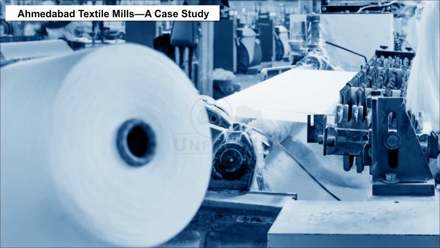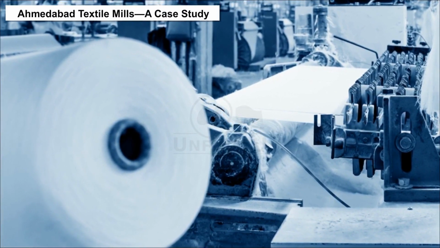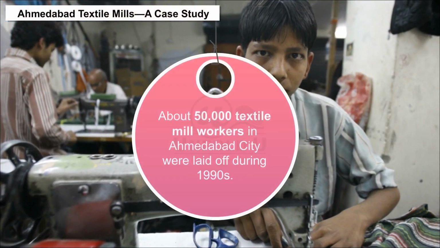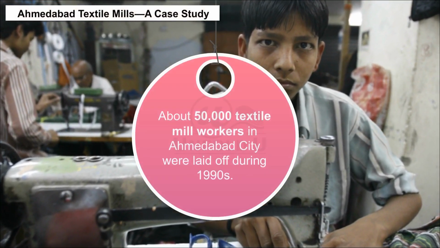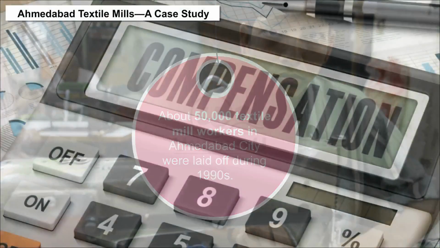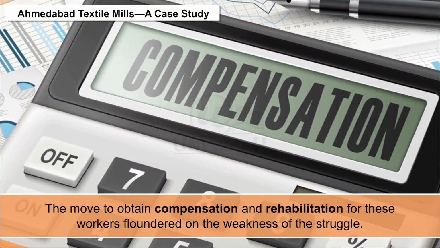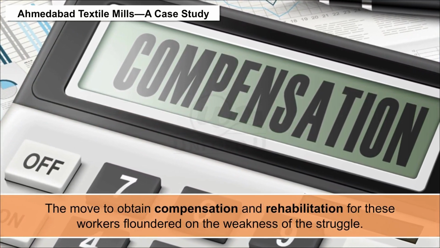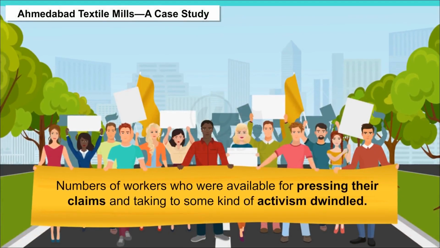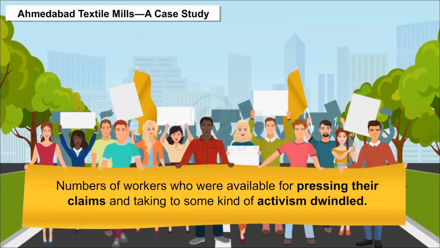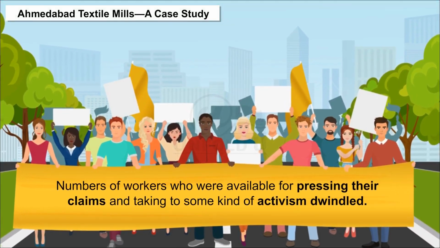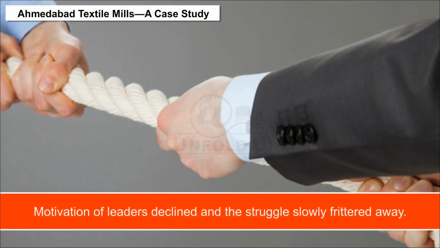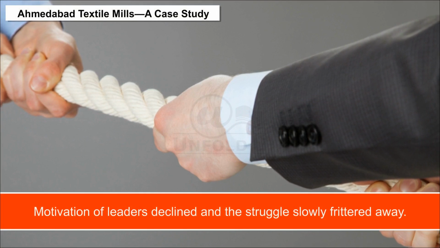Ahmedabad Textile Mills, a case study. Formal becomes informal. About 50,000 textile mill workers in Ahmedabad city were laid off during the 1990s. The move to obtain compensation and rehabilitation for these workers floundered on the weakness of the struggle, as the number of workers who were available for pressing their claims and taking to some kind of activism dwindled. The motivation of leaders declined and the struggle slowly frittered away.